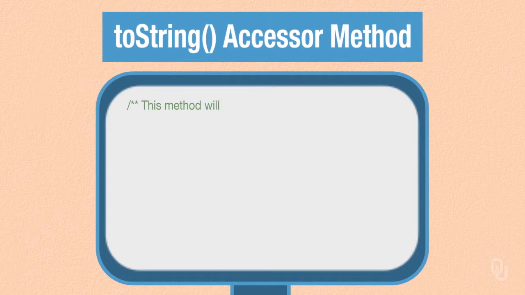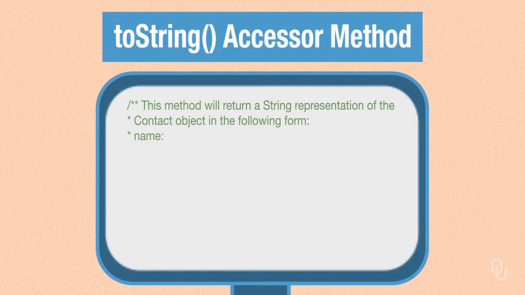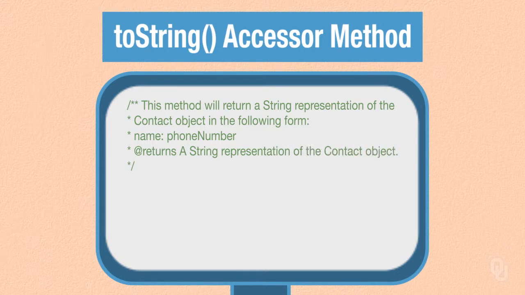Now let's write the toString accessor method. This method is supposed to return a single string that summarizes all of the data in the object. Here's the Javadoc. This method will return a string representation of the contact object in the following form: name, phone number. @return a string representation of the contact object. That ends our Javadoc. Here's the method.